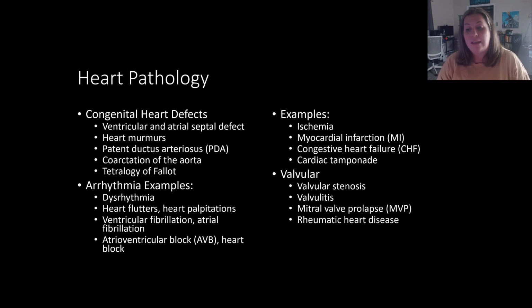When we look at the heart attack, that means that there's prolonged ischemia to the muscle of the heart, causing it to have necrotic tissue start to happen. The cells actually start to die.